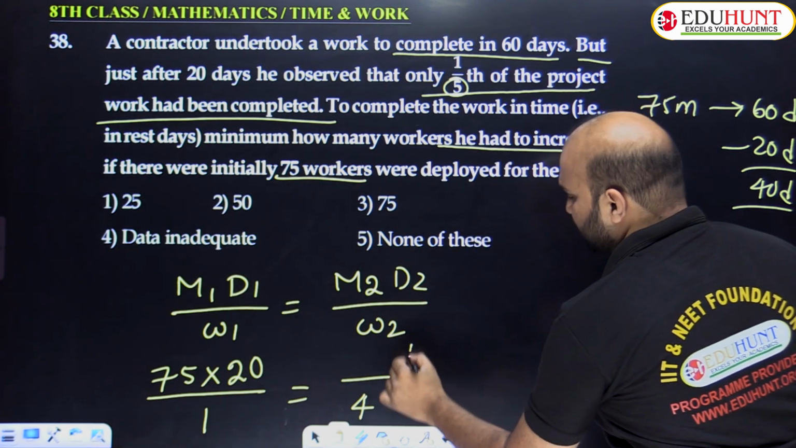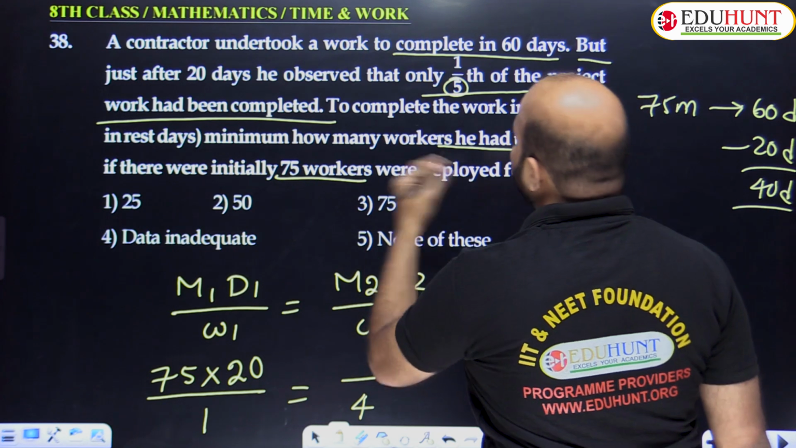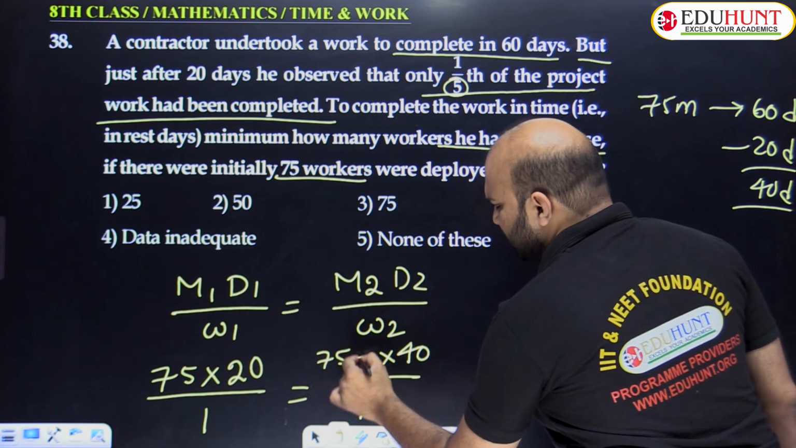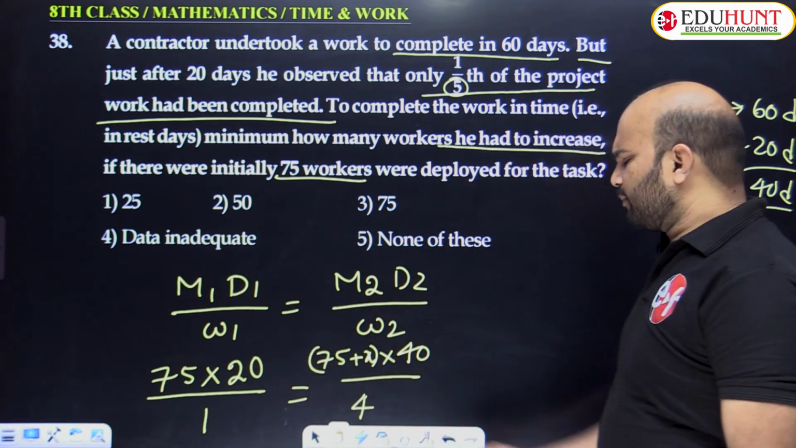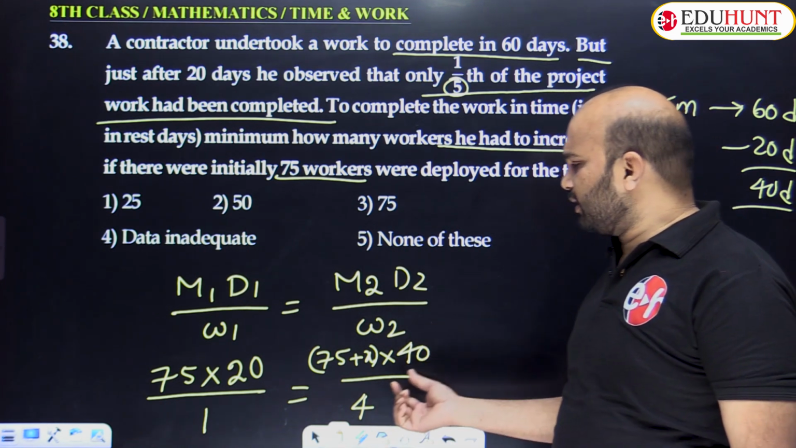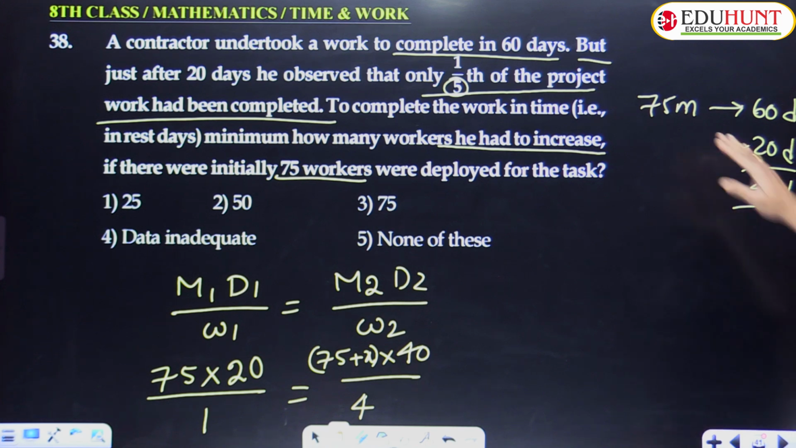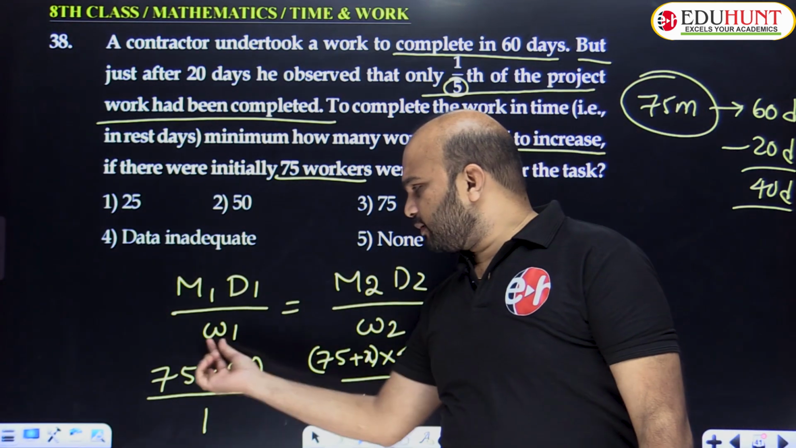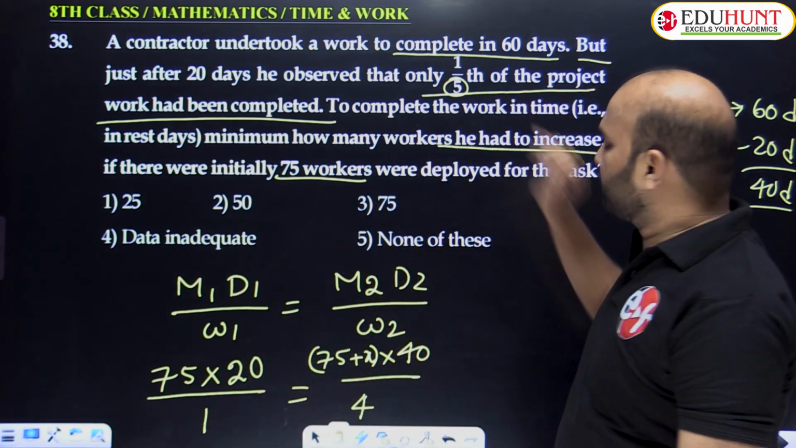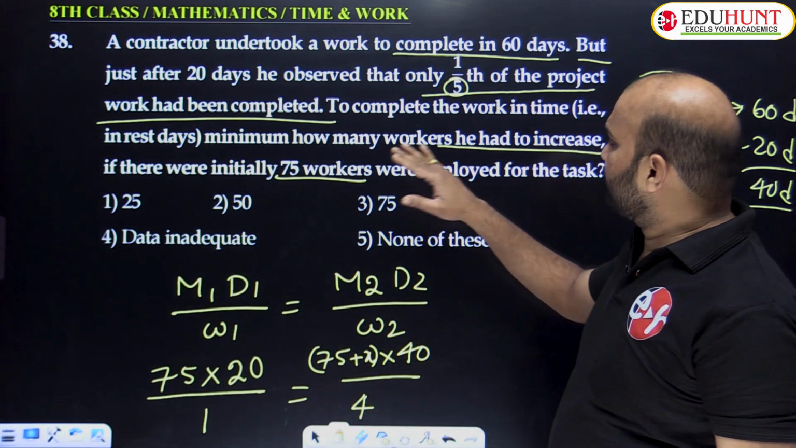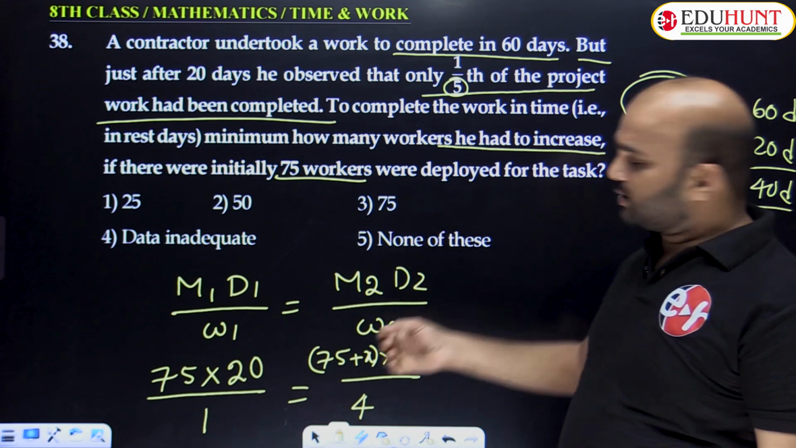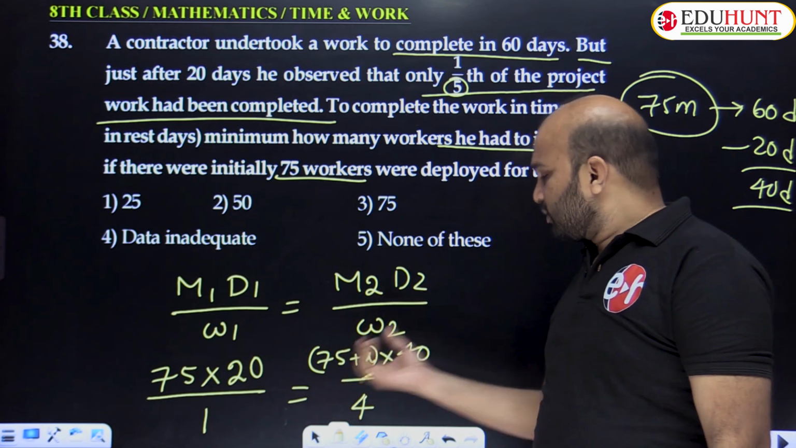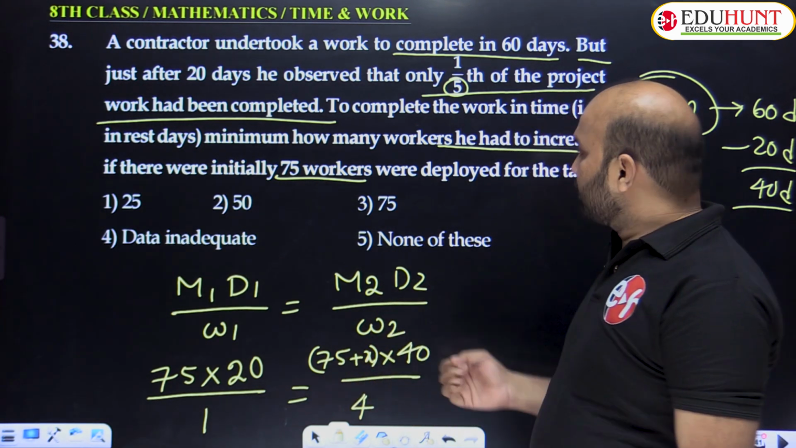So what is the D2 value given? 40 days. But what I am asking is how many workers are increased? Initially 75 members were given. So 75 plus X members should complete the remaining 4 parts of work in 40 days, because total 60 days was given, and 75 men complete the work in 60 days. But 75 men already completed 20 days of work, W1, one part out of 5 parts, and the remaining 4 parts are left. The question asks how many workers have to be increased, so 75 plus X members, X workers are increased. So the total strength is 75 plus X. But the work must be completed in time.